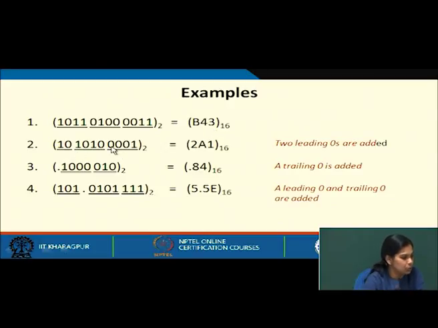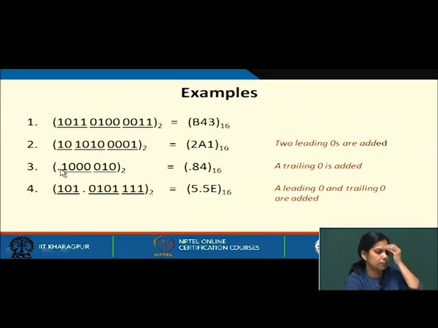Similarly, here you see you do not have a group of 4. So, what you have to do? You have to add some zeros in the beginning. So, here we group it 4, here also we group it 4, but here we cannot group it 4. So, you add 2 more zeros. So, 2 leading zeros are added to make it 0010, which is equivalent to 2. 1010 is A and 0001 is 1.